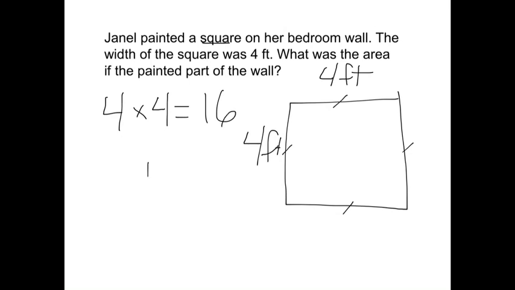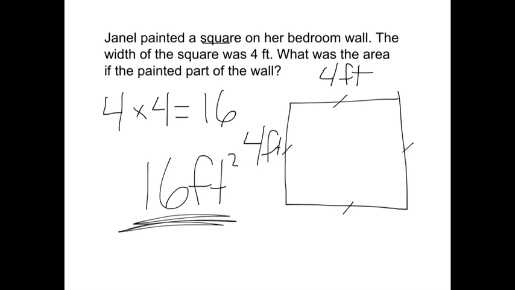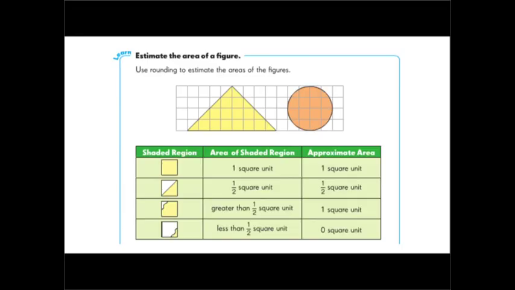So the painted part of the wall is 16 square feet. But what happens when we don't have a rectangle where the little tiny squares fit perfectly inside? Then we need to estimate the area of the figure. And to estimate, we are not going to multiply. We're just going to count the squares.